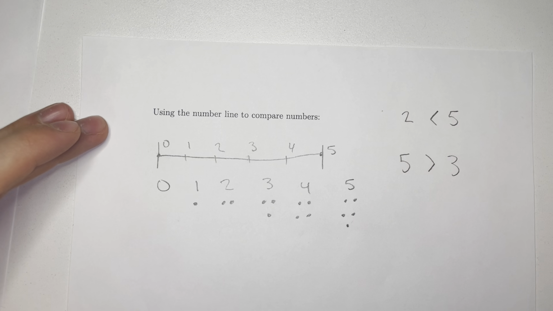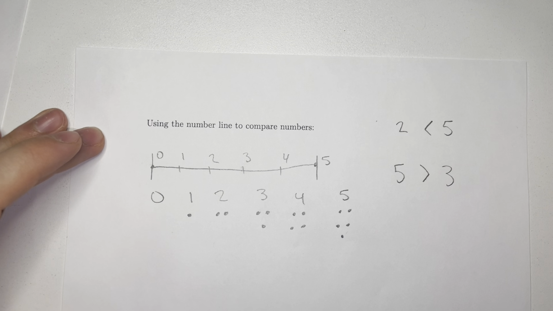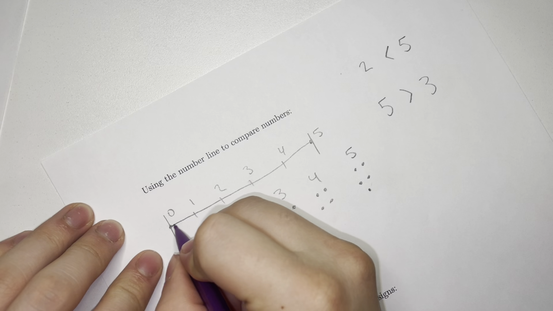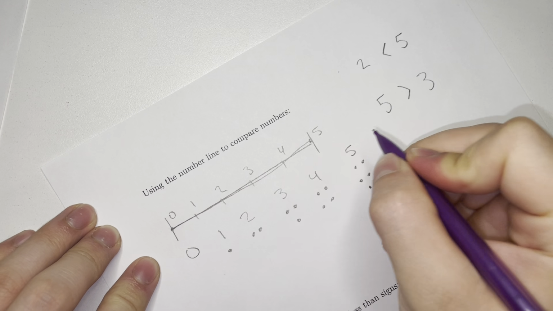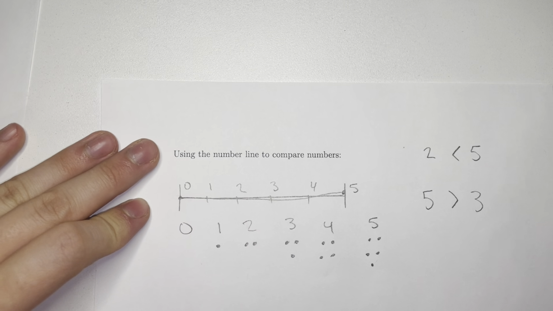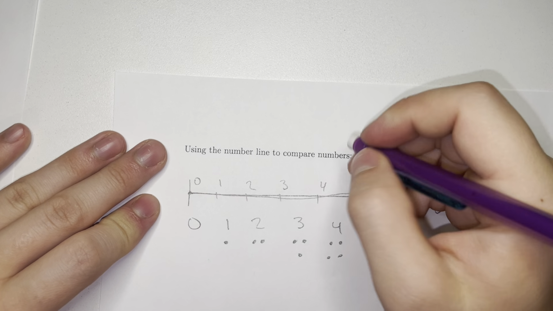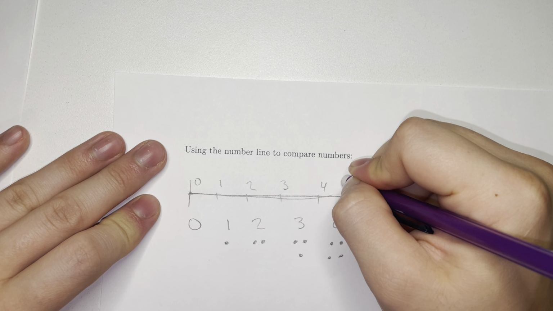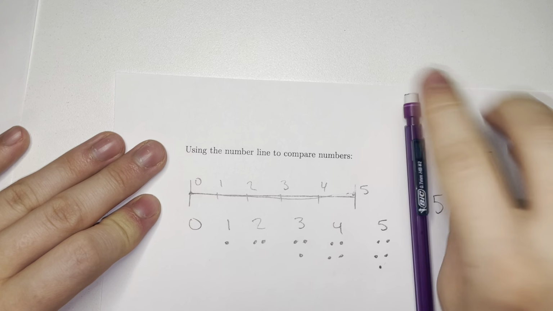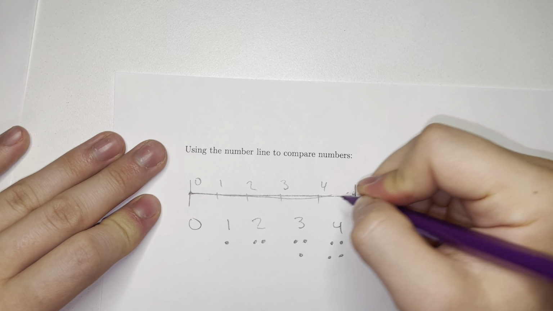Let's talk about how we can use number lines to compare numbers. So one of the big benefits of using a number line is that we can very clearly see which numbers are larger than each other. And at the beginning, when we were learning how to count, this is really helpful for us.